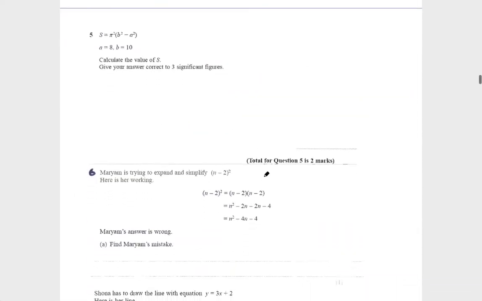Question 5. Calculate the value of s when a is 8 and b is 10. So this should literally just go into your calculator. I'll leave pi as it is at the moment. We've got b squared, 10 squared, minus a squared. So that is pi squared times by 100 minus 64. You can do all of this in your calculator if you like. So that is 36 times by pi squared.